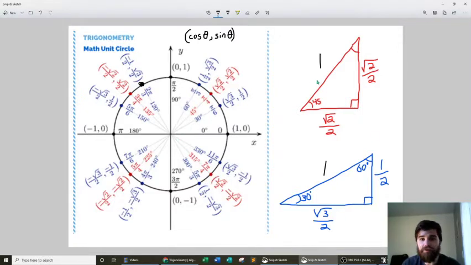The 45-45-90, which is represented by all these red points on the unit circle, is always going to have coordinates root 2 over 2 and root 2 over 2. The signs will change depending on if we're going in the positive x direction or the negative x direction, and the y direction as well. We also have the 30-60-90 triangles, which are represented by all the blue points here. So in this example, 2/3 pi is an example of a 30-60-90 triangle.